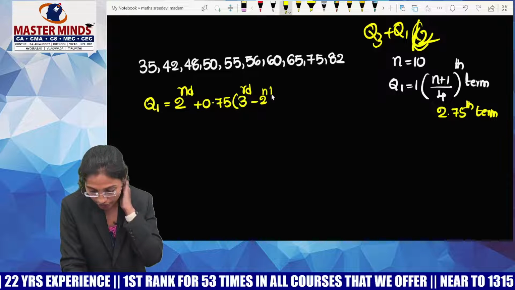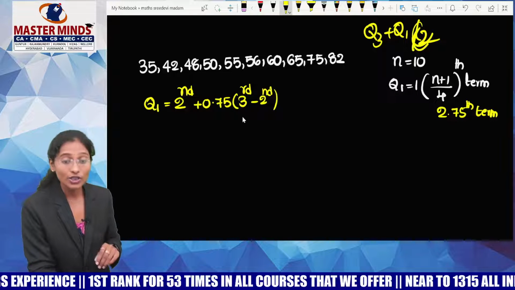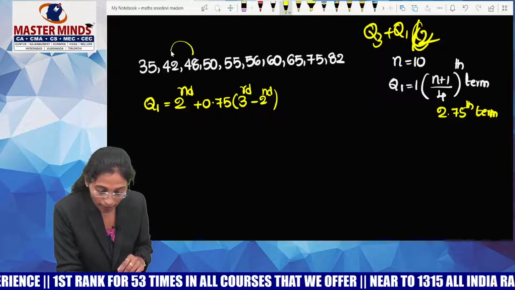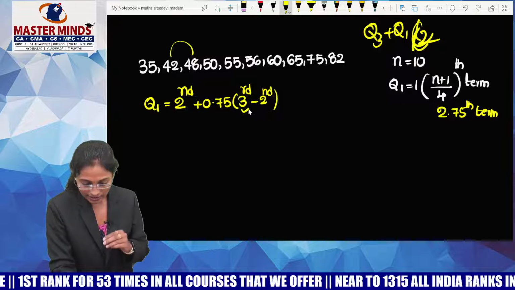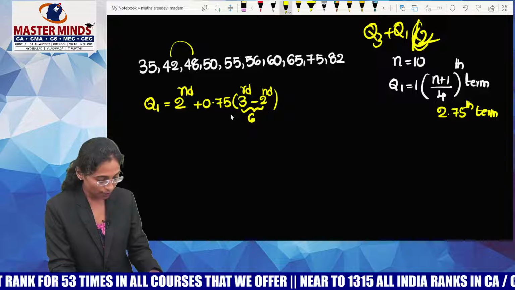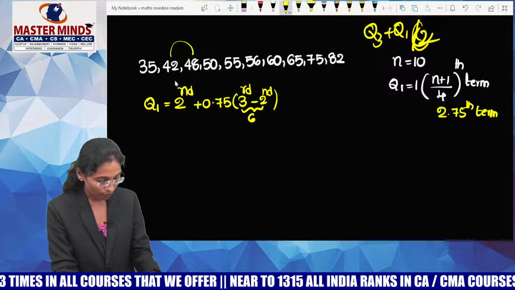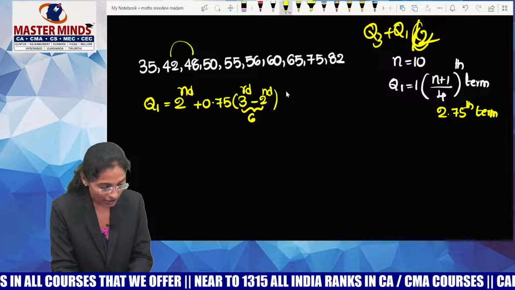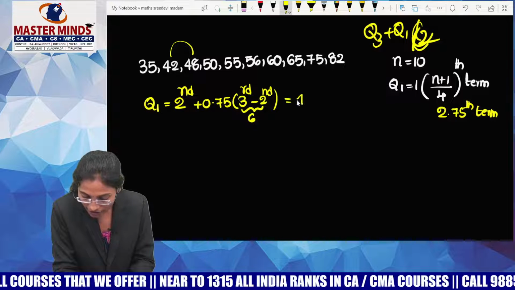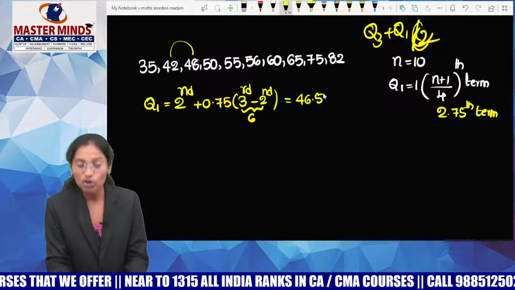So guys, you need to take your calculators. Tell me what is your third term. 48 minus 42, how much? 6. 6 into 0.75 plus, what is your second term? 42. What's your answer? 46.5. That's what Q1 is.